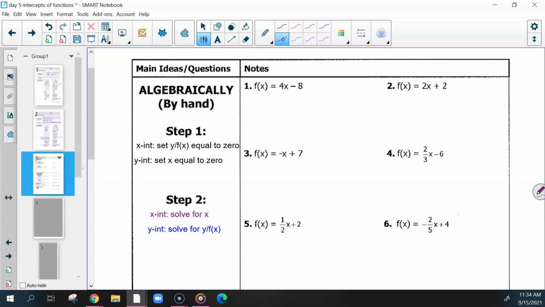So for solving this algebraically, we need to remember that if we're looking for an x-intercept, y needs to be 0. If we're looking for a y-intercept, x needs to be 0. So the very first thing, I'm going to find my x-intercept by setting this equal to 0. This right here, f of x, is the same thing as y. So if you wanted to change that to a y, you could. I'm just going to rewrite it.